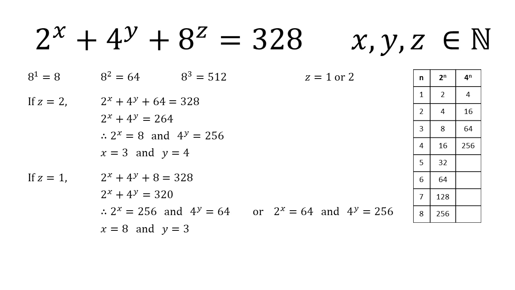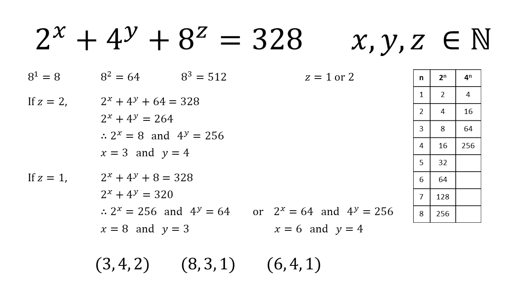In the first case, that would give us x equals 8 and y equals 3. In the second case, it would give us x equals 6 and y equals 4. Again, they're the only combinations we've got. There's no other way to make 320 from our powers of 2 and 4. So we've got three answers now. We've got 3, 4, 2. We've got 8, 3, 1. And we've got 6, 4 and 1. And there we go. We've solved our equation.